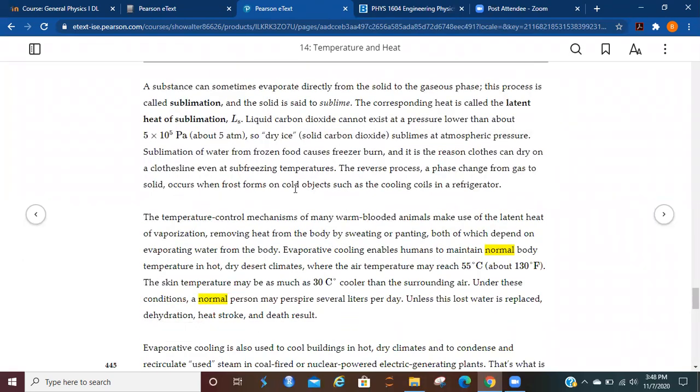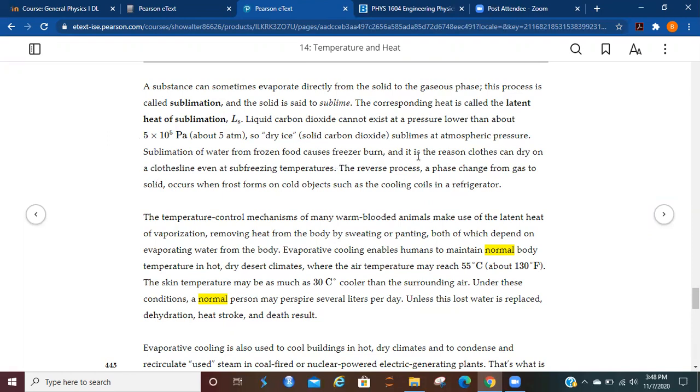A substance can sometimes evaporate directly from solid to the gaseous phase. This process is called sublimation, and the solid is said to sublime. The corresponding heat is called the latent heat of sublimation, or L sub S. Liquid carbon dioxide cannot exist at a pressure lower than 5 times 10 to the 5th pascals, or about 5 atmospheres. So dry ice sublimes at atmospheric pressure.